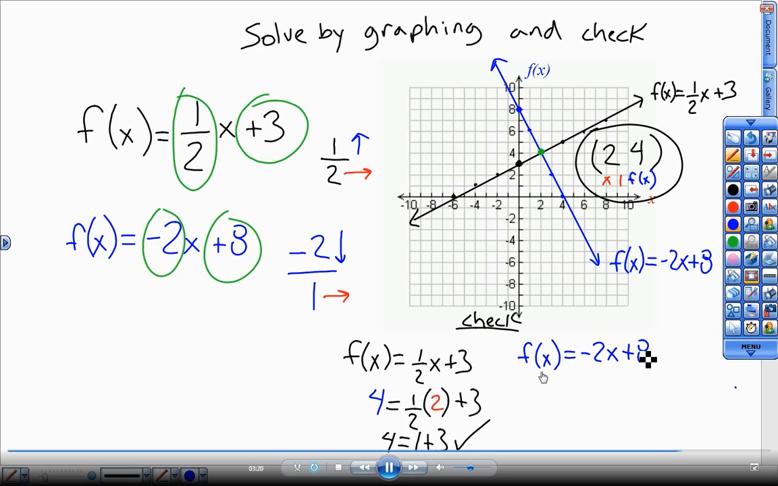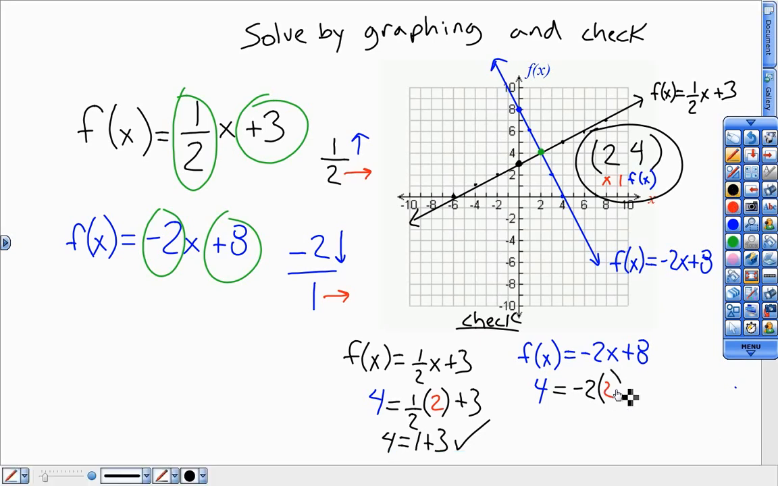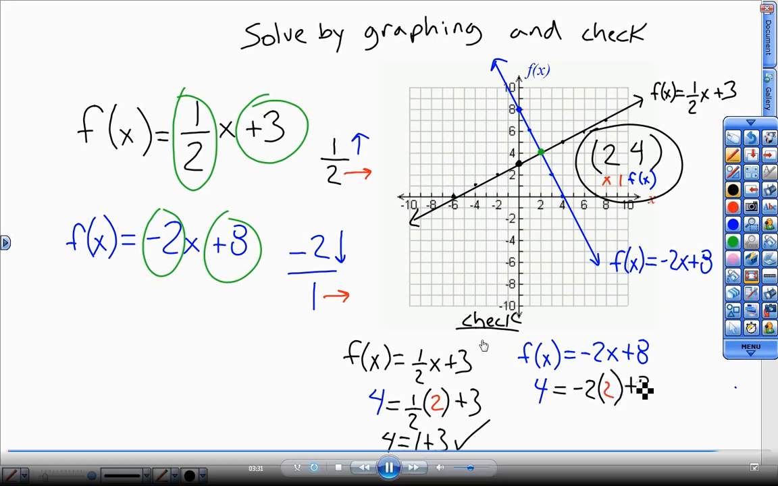The next check, f of x equals -2x plus 8. I'm going to replace f of x with 4, equal -2, where x is, I'm putting a 2, plus 8. This will give me 4 equals -4 plus 8, which is 4 equals 4. So that check does work. The fourth word is yellow.